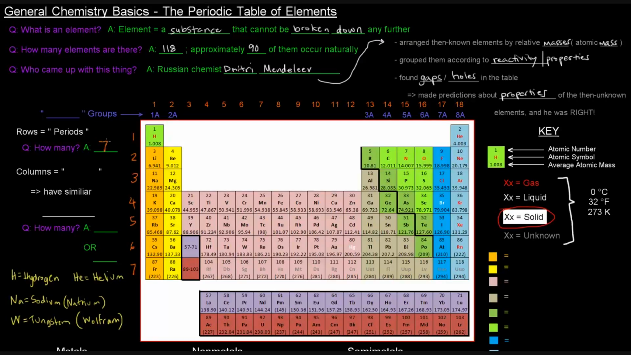And then there are columns. There are 18 columns that are shown here. The columns are called groups. We mentioned before that Mendeleev sort of grouped things according to their reactivity and properties. That's still the case here. The elements that are in the same column have similar reactivity and properties. That's actually really, really crucial to remember. Similar reactivity and properties.